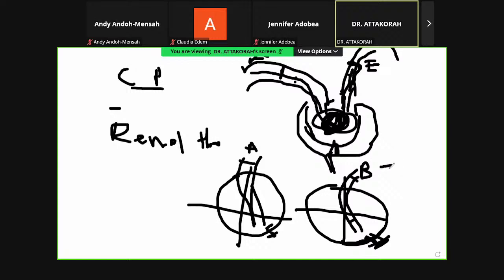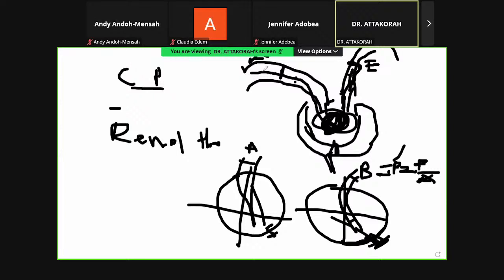Then from your physics, I don't know whether you recall, pressure is equal to force over what? Area. So if the area is small, the pressure will be high. So if this area is small, pressure buildup within this will be high. And therefore you need stronger force to overcome the pressure building up within this.